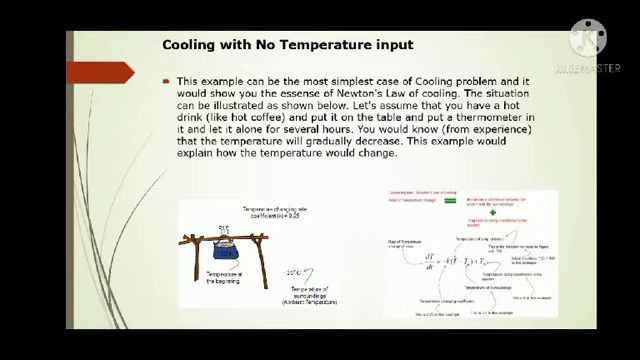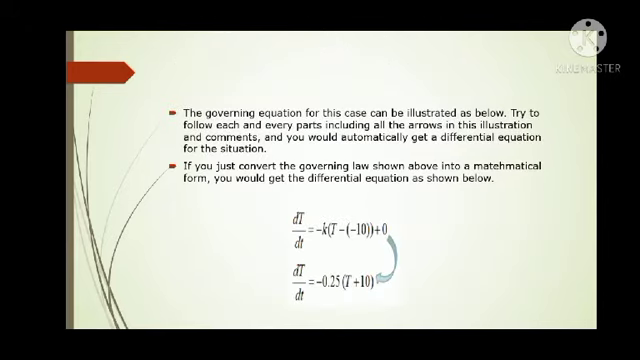Cooling with no temperature input. This example is the simplest case of a cooling problem and it shows you the essence of Newton's law of cooling. The situation can be illustrated as shown below. Let's assume that you have a hot drink like hot coffee, put it on the table, put a thermometer in it and leave it alone for several hours. You would know from experience that the temperature will gradually decrease. This example would explain how the temperature would change.